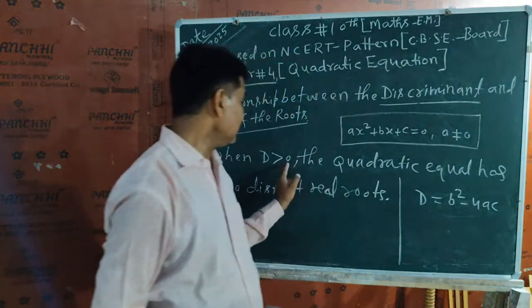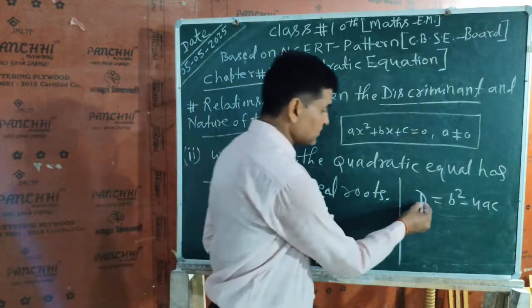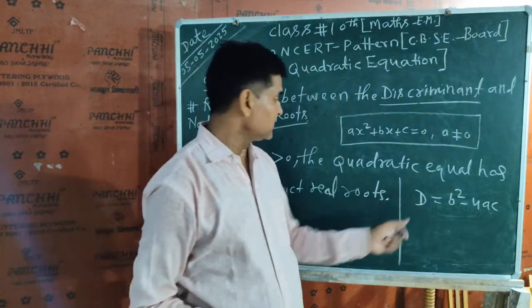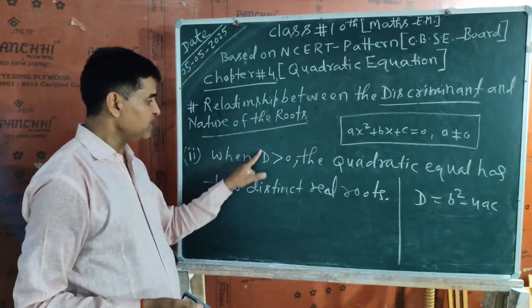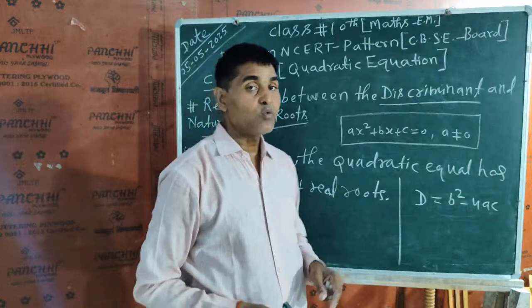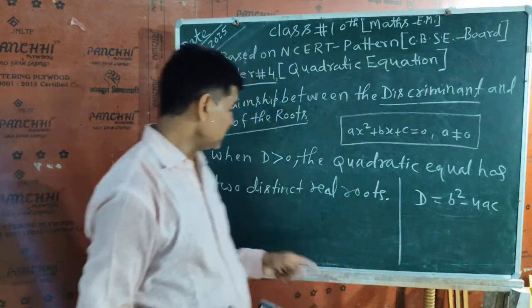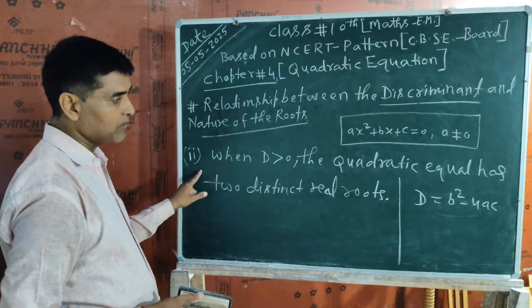So I will get positive value. Okay, students. So here a question is also arising. We have to solve it also, because if any quadratic equation has a value of discriminant which is greater than 0, in this case I will say that the quadratic equation has two distinct and real roots. Okay, student. So this is the second condition, and you have to remember this condition clearly.